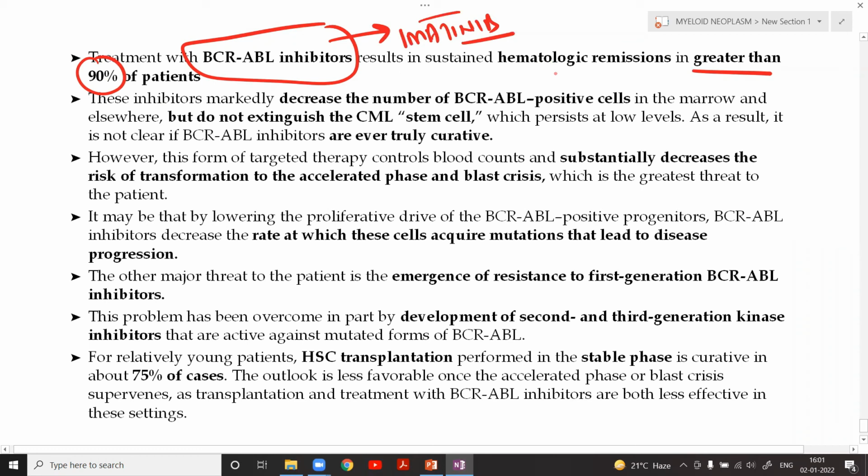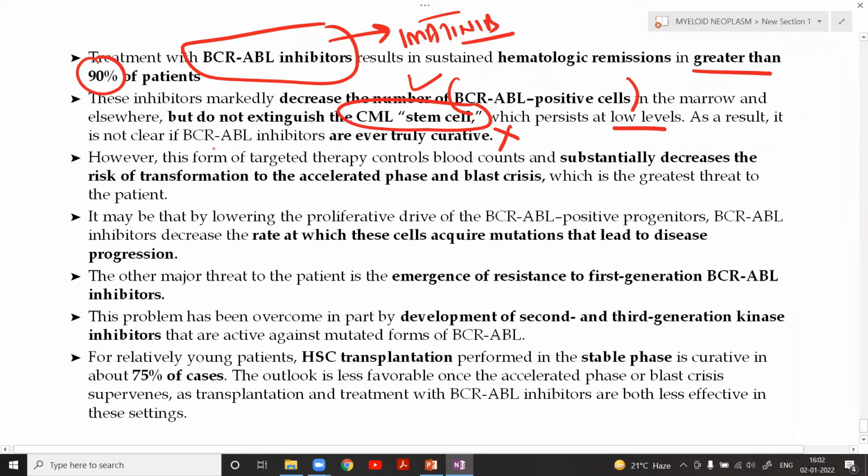So these inhibitors, how do they act? They decrease the number of BCR-ABL positive cells in the marrow. But remember, these cannot distinguish the CML stem cells which persist at low levels. As a result, remember, the treatment with imatinib is not curative in nature. They are not truly curative. They will just decrease these cells, but they cannot eliminate these BCR-ABL positive cells. So that is why, if you see, after a period of 3 years, 4 years, 5 years after treatment, the patient goes into accelerated phase suddenly. So complete cure is not available for this.